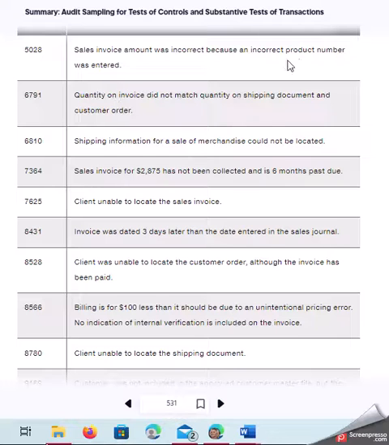So it's almost the same as the top one, where you want to identify who processed that invoice and then go back and make sure it's not a repetitive mistake that was made over and over. It's just a one-time mistake.